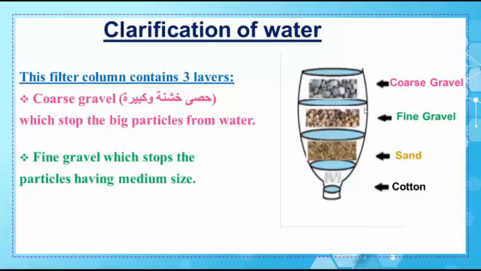It is found here under the coarse gravel, and it stops the medium-sized particles such as the gravel found in the water. The third layer, sand, which stops small particles, it is found here under the fine gravel in the inverted bottle, and it removes all the sands, for example, found in the water.